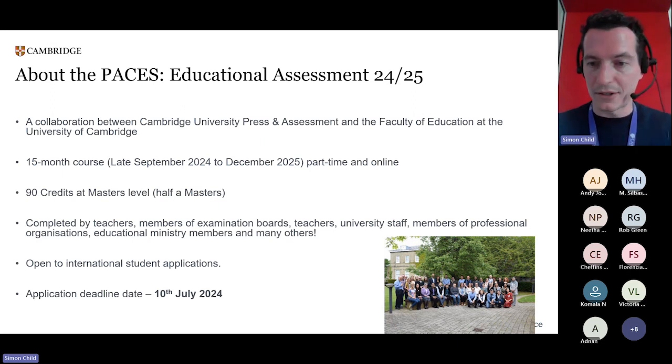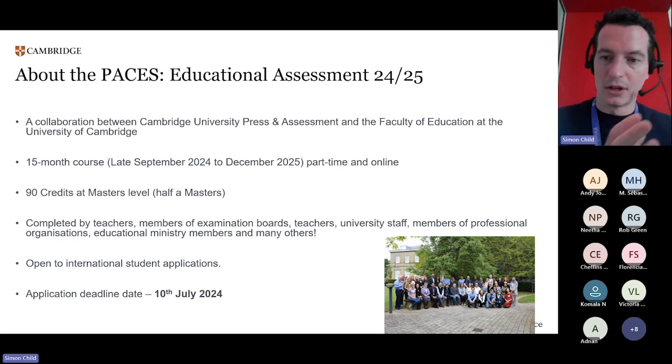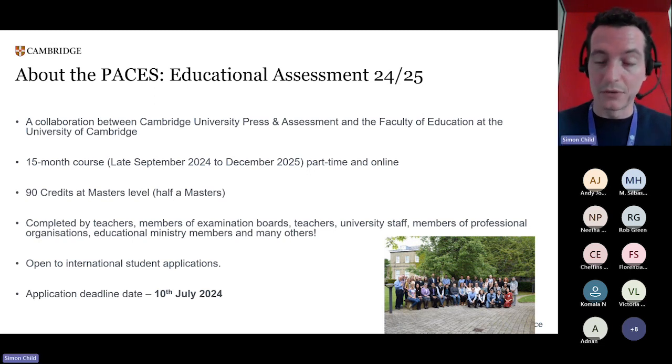In terms of who completes the course, we've got a variety of different practitioner groups, so teachers, members of examination boards, university staff, essentially wherever good quality assessment is imperative to the success of either an organisation or to learners. Wherever assessment is done and needs to be done well, those are the types of people that come to interact with us and become students on the course itself.